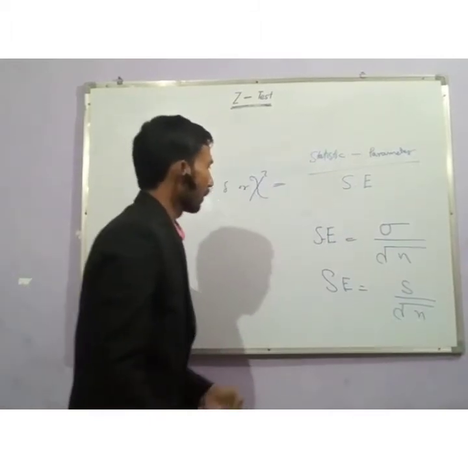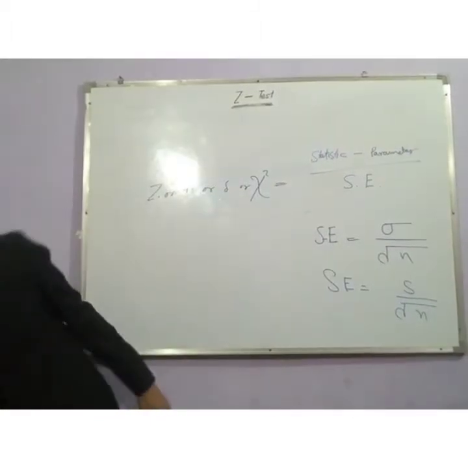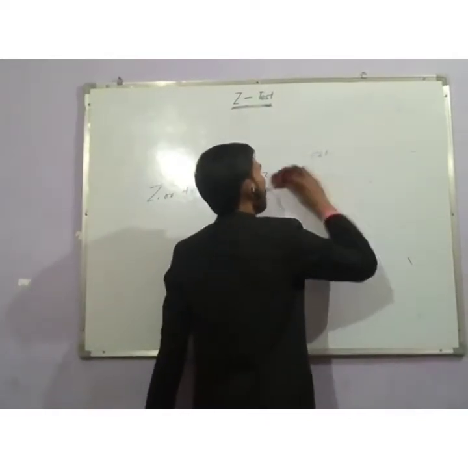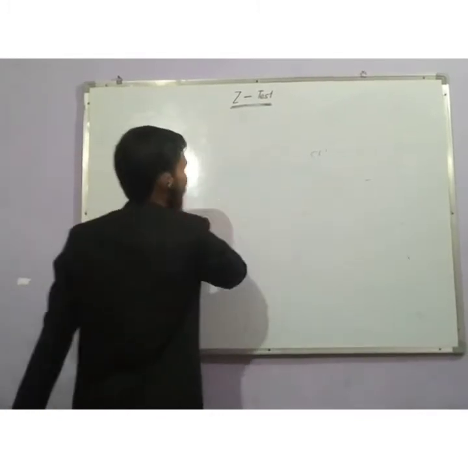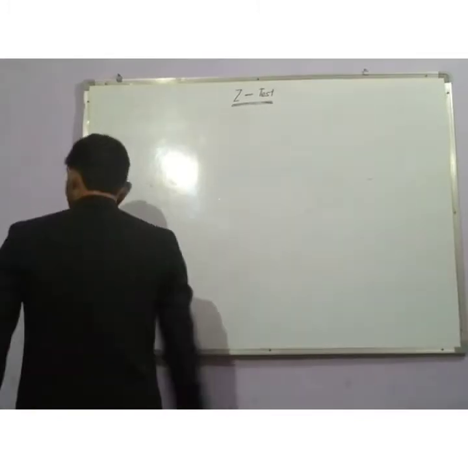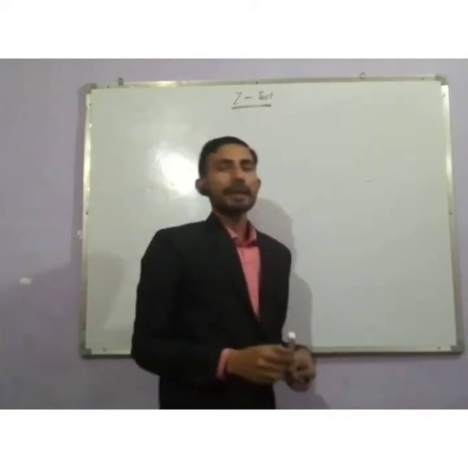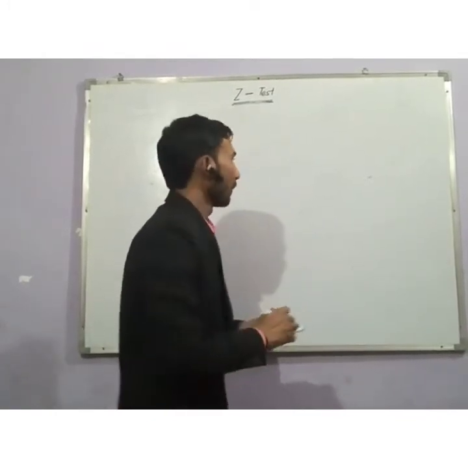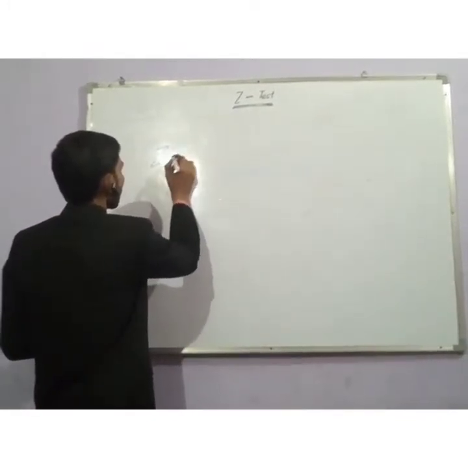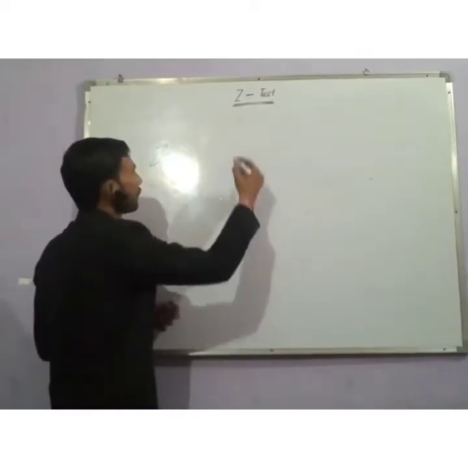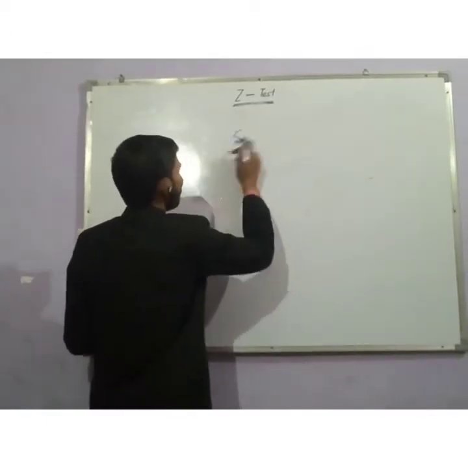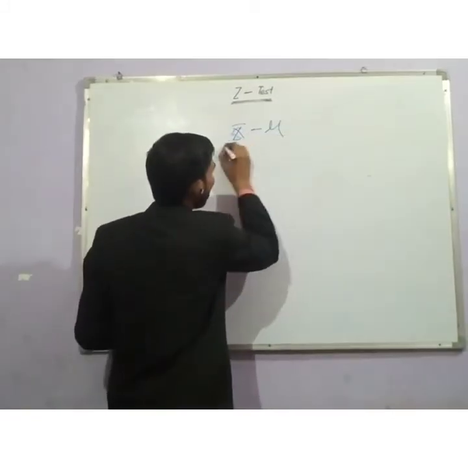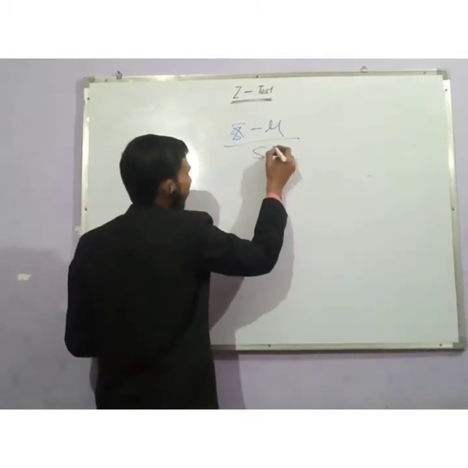So now we discuss the first test, which is the Z test, or normal test. What is the Z test? The Z test is the ratio of the difference of means to its standard error: x bar minus mu, divided by its standard error.